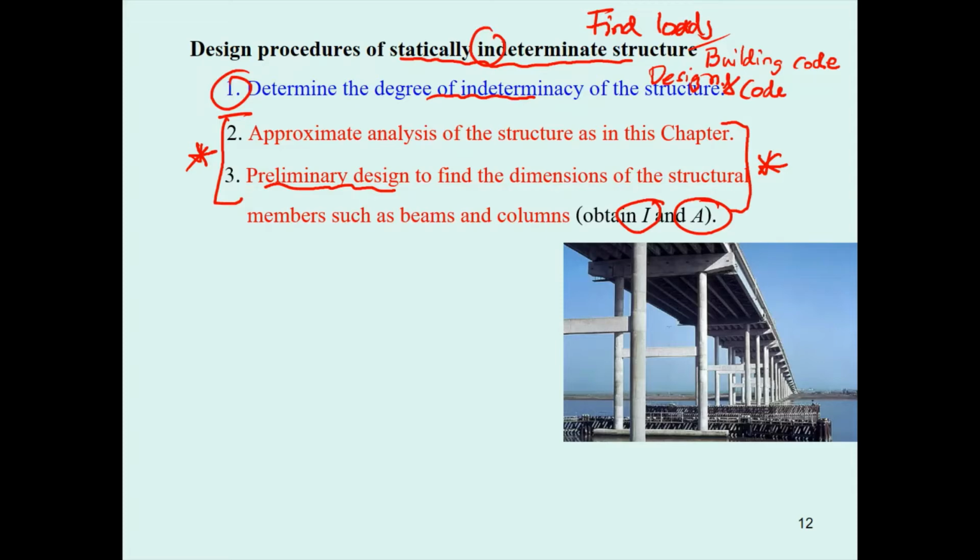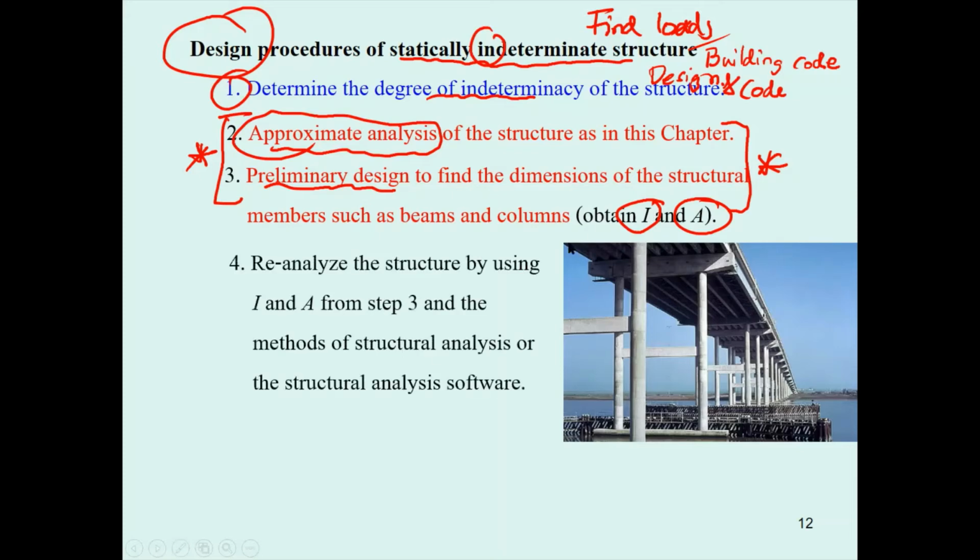Okay, you may also use it to investigate the old building. But if the structure you are designing is not the structure typically seen in the real world, sometimes you may be required to do the approximate analysis to get the moment of inertia, the estimated moment of inertia. Then you use that I and A in step number 3 to do the structural analysis to get the more exact solution, and then your design is going to be close to the real thing.